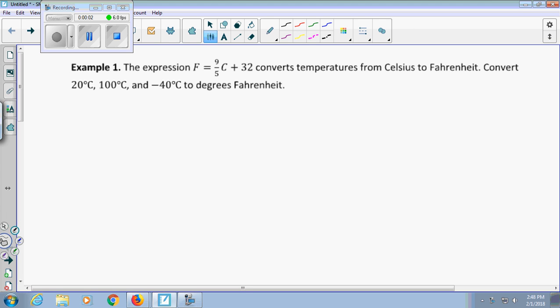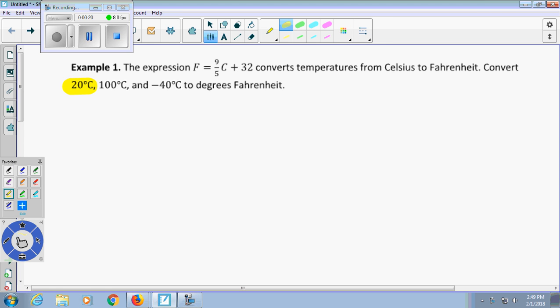In example 1, the idea here is to take the three values, 20 degrees, 100 degrees, and negative 40 degrees, and substitute them into this formula. This formula converts anything from Celsius to a temperature in Fahrenheit. So of the three temperatures listed, those are all in Celsius. So we're going to make a substitution for those in place of C. And the goal is to find the corresponding value for F. So this is evaluating an expression.